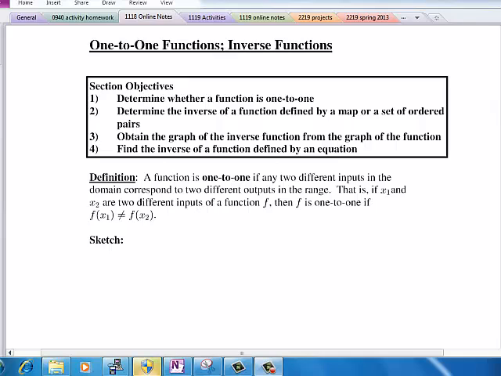The goal of this section is to find what are called inverse functions for a given function, and that's basically the function that undoes what a given function does. Before we can talk about finding the inverse, we have to talk about a property called being a one-to-one function, because only what are called one-to-one functions have inverses. So that's where we'll start.